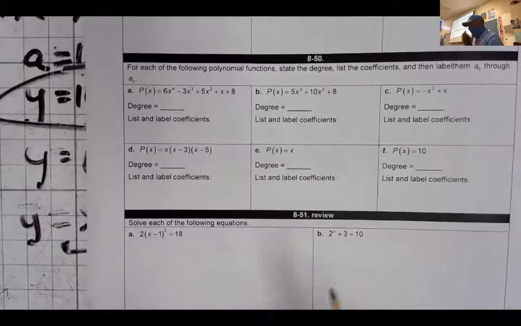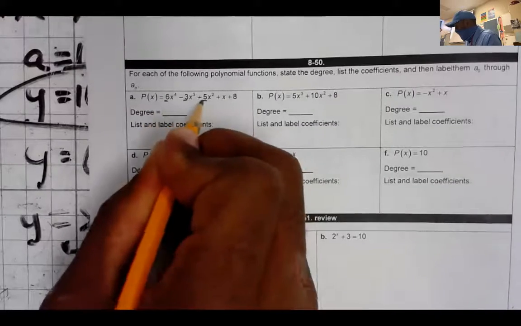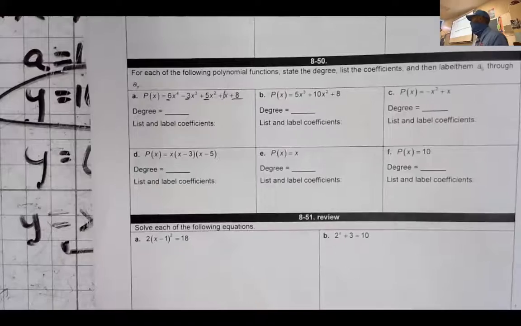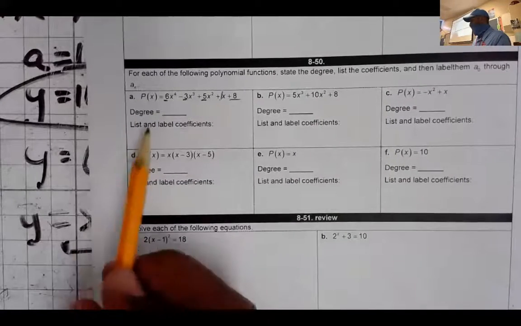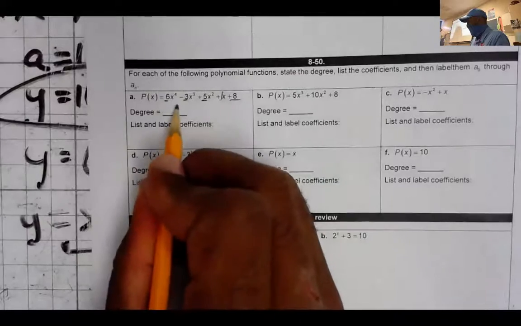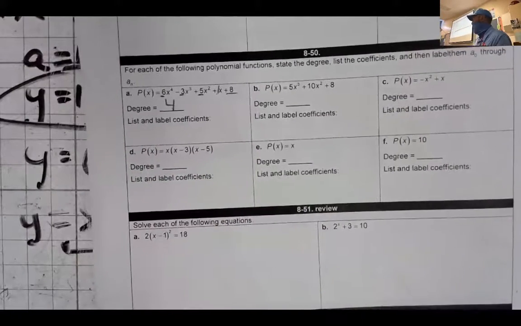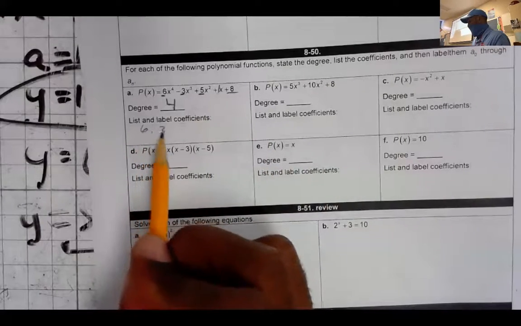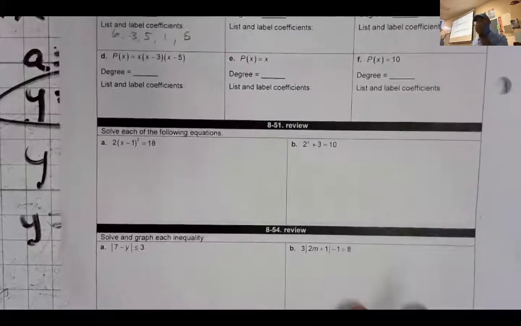So for instance, for the first one, guys, the coefficients are 6, -3, 5. What's it here? 1 and 8. Those are all the coefficients. It's the number in front of the variable. Okay, and what would be the degree here? 4, the biggest exponent. So for all of these, that's what you're doing, labeling all the coefficients. And you just write them out. 6, -3, include the sign. Just write them all out for each one.